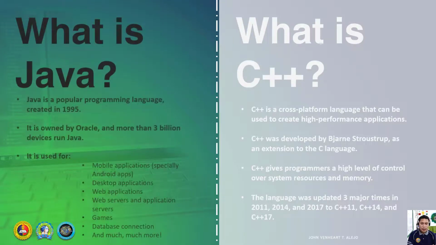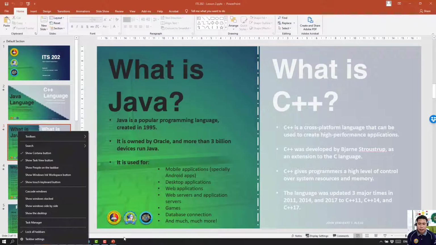And here, what is Java? Java is a popular programming language created in 1995. It is owned by Oracle, and more than 3 billion devices run Java. As you can see, 3 billion devices. So that is why we need to learn Java, so that we can understand all of those devices.